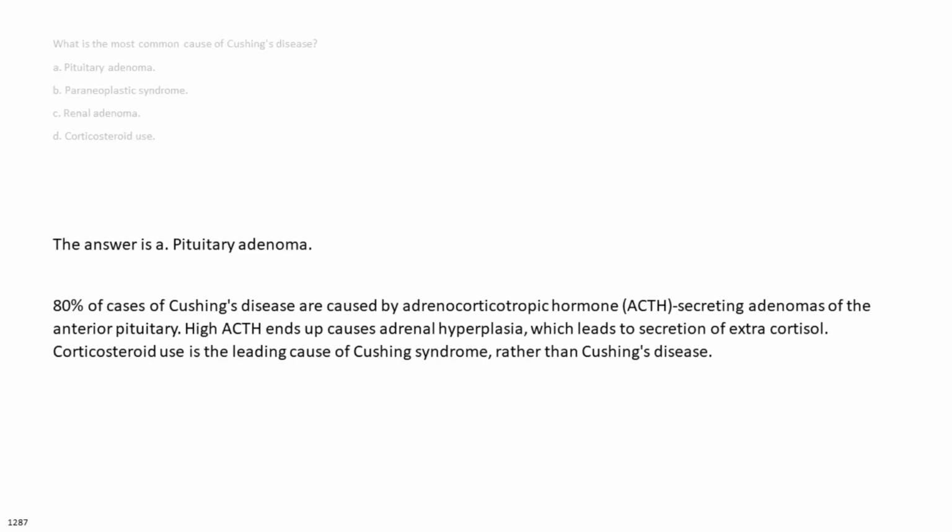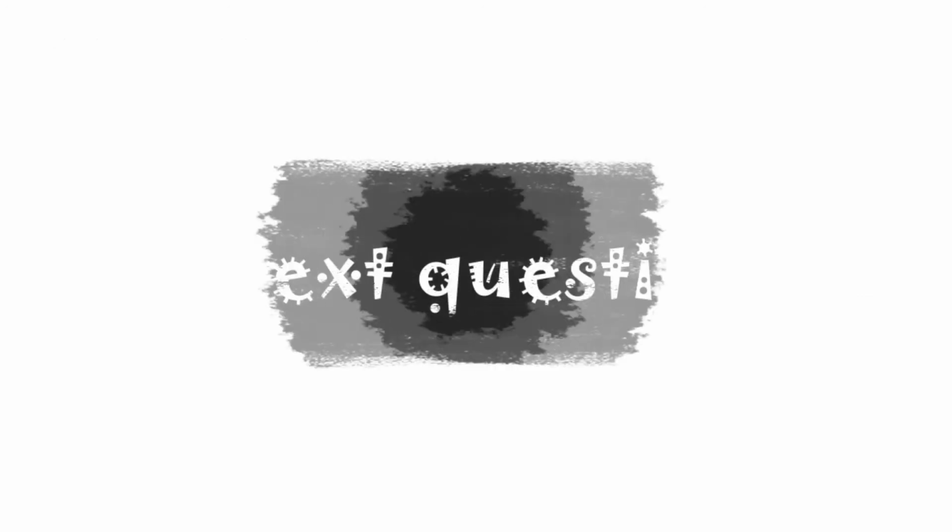The answer is A. Pituitary adenoma. 80% of cases of Cushing's disease are caused by adrenocorticotropic hormone, ACTH, secreting adenomas of the anterior pituitary. High ACTH ends up causing adrenal hyperplasia, which leads to secretion of extra cortisol. Corticosteroid use is the leading cause of Cushing's syndrome, rather than Cushing's disease.